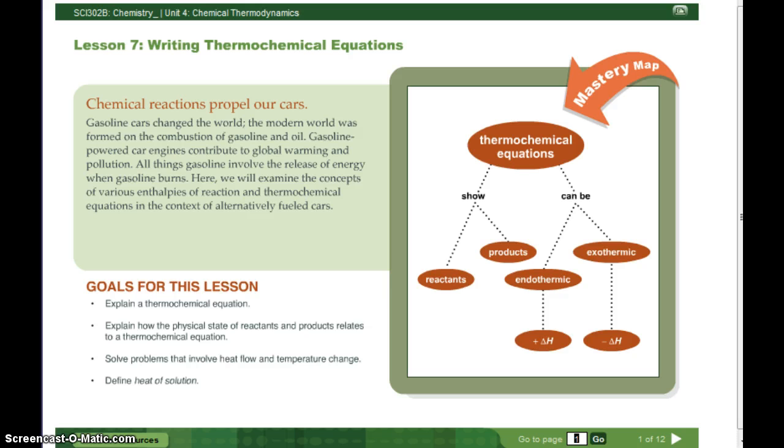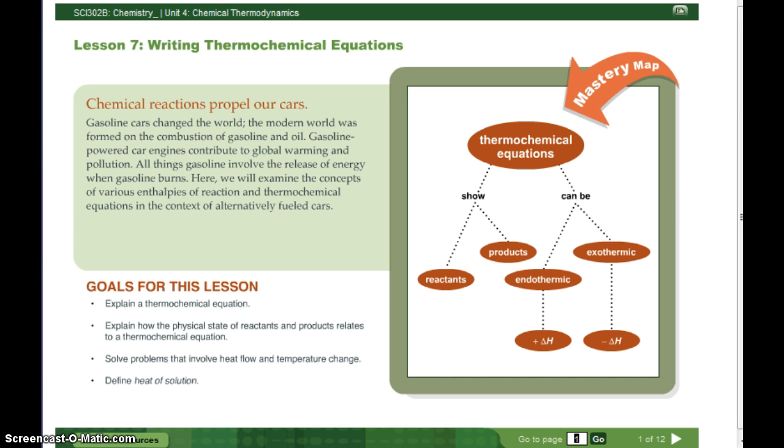Chemical reactions propel our cars. Gasoline cars changed the world. The modern world was formed on the combustion of gasoline and oil. Gasoline-powered car engines contribute to global warming and pollution. All things gasoline involve the release of energy when gasoline burns.